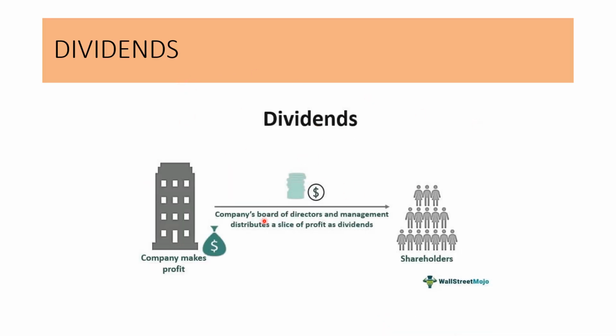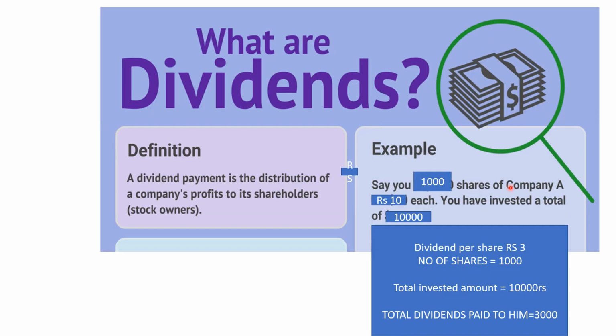Now, dividend means the company's board of directors and management distribute a slice of profits as dividend. That means if the company is earning good profits, they distribute a part of the profit as dividend to shareholders. These dividends are paid out of your reserves. Companies make a profit, and a certain part of the profit is distributed as dividend to these shareholders, the owners or the equity shareholders. A dividend payment is a distribution of the company's profits to shareholders.